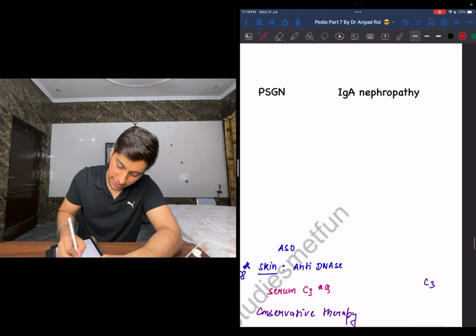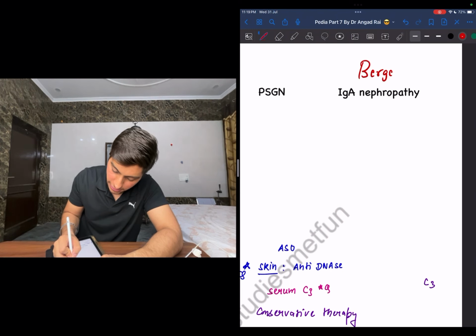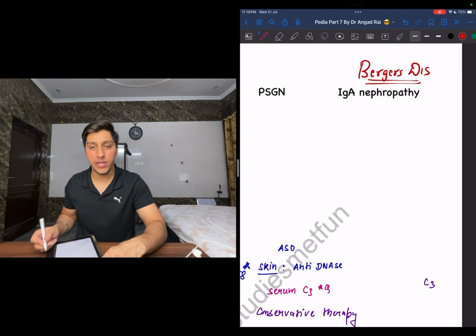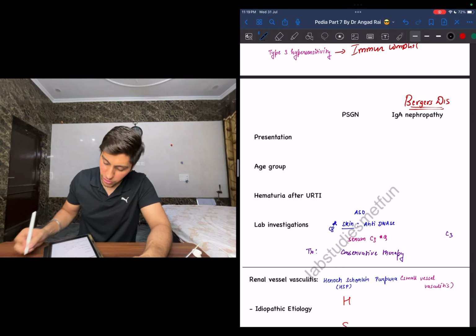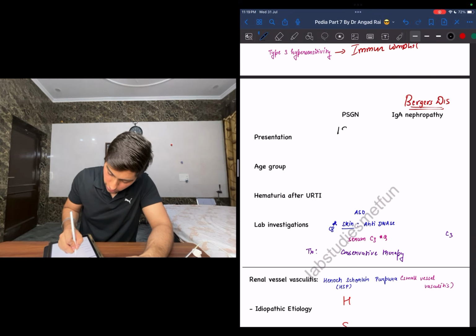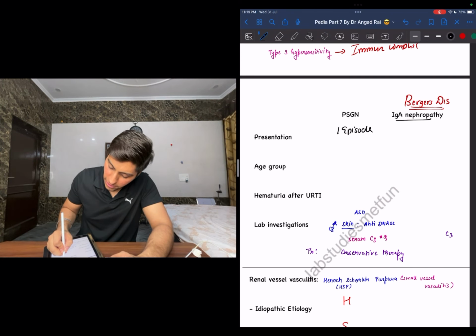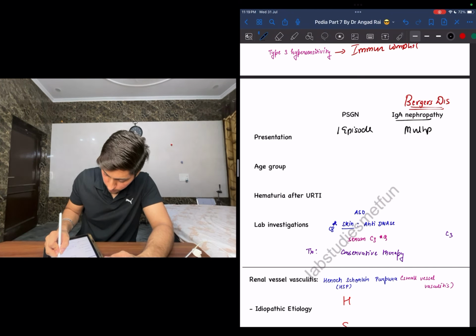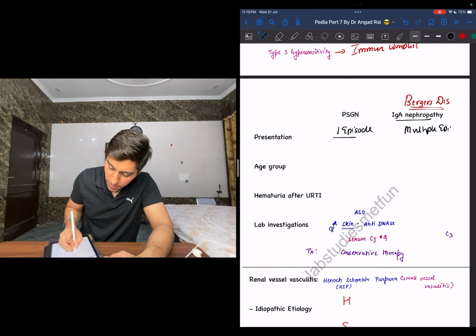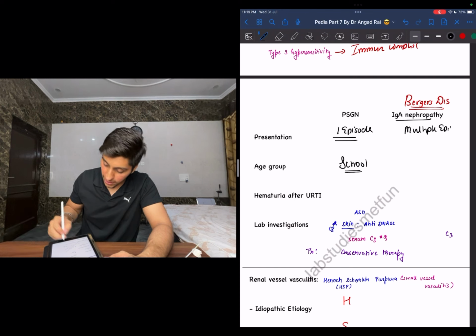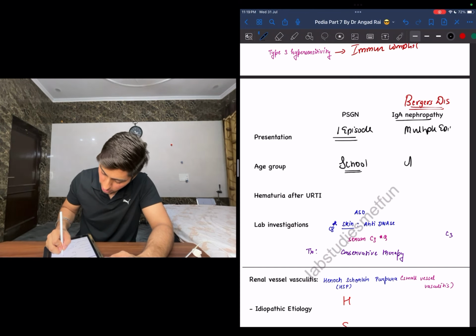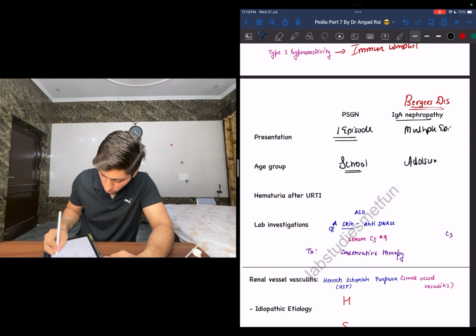IgA nephropathy, guys, is also known as Berger's disease. Let's talk about the presentation, guys. PSGN usually has a single episode, one episode, and it resolves. IgA nephropathy has multiple episodes. PSGN is usually seen in school-going children, while Berger's disease is usually seen in adolescents or adults.